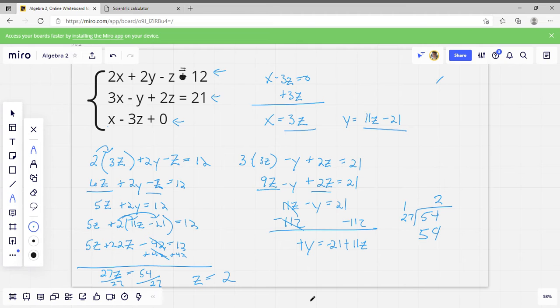So we've got x, y, and z, and z is 2. Now we can solve for the other ones pretty easily. If x equals 3z, and z is 2, 3 times 2 is 6. X equals 6.